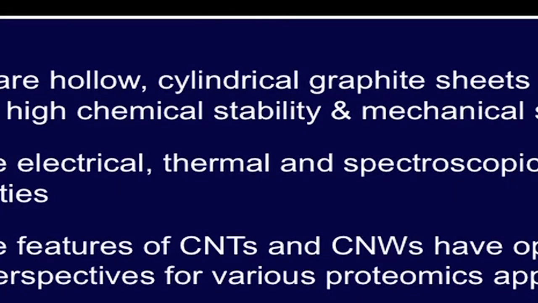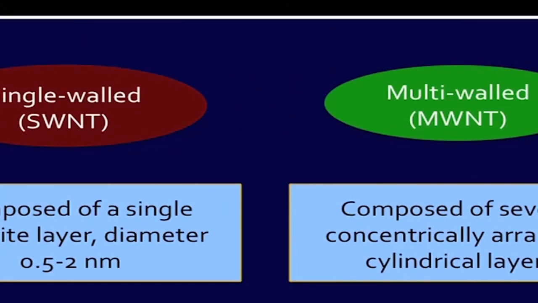So, what are CNTs? These are hollow cylindrical graphite sheets which show high chemical stability and mechanical strength. The carbon nanotubes and nanowires offer very unique electrical, thermal, as well as spectroscopic properties. And these unique features of carbon nanotubes and nanowires have opened up many new perspectives in the field of nanoproteomics. There are two different types of carbon nanotubes: single walled nanotubes, SWNT, and multi walled nanotubes, MWNT.